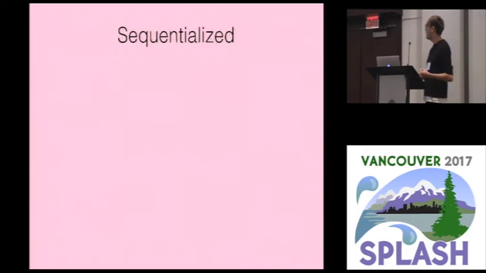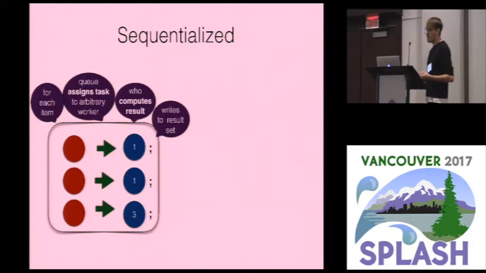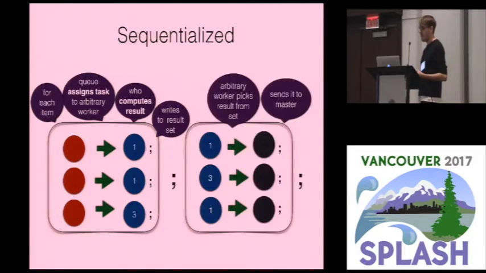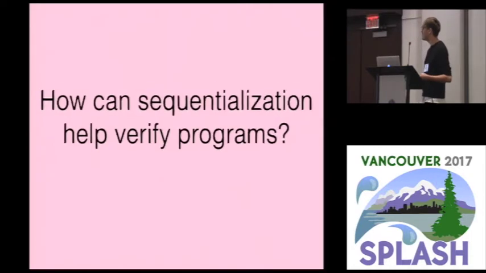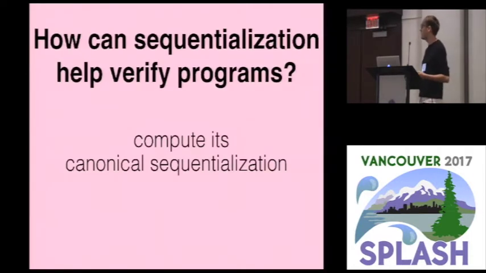Okay, so here's how the canonical sequentialization of this looks. First, for each work item, the queue assigns the task to an arbitrary worker who then computes the result and stores the result somewhere in, say, a set. And then this is done for all of the work items. And then in the second phase, an arbitrary worker picks a result from the set and sends it to the master.